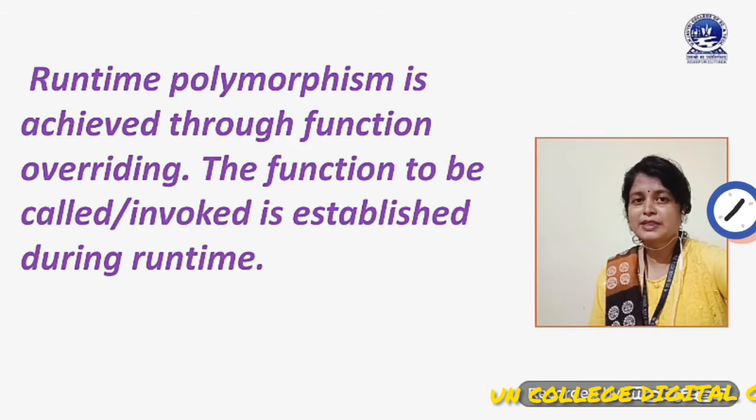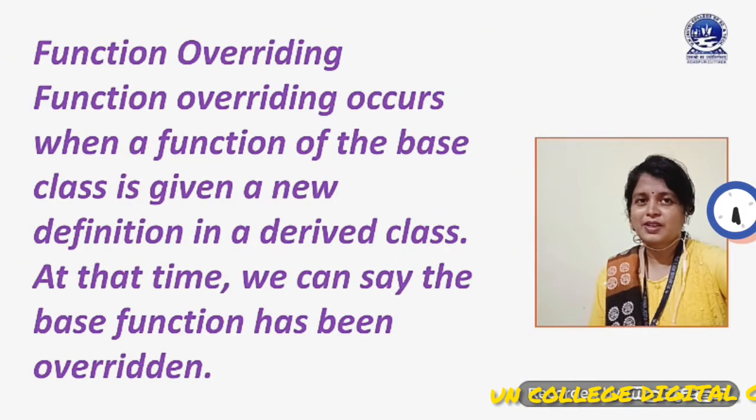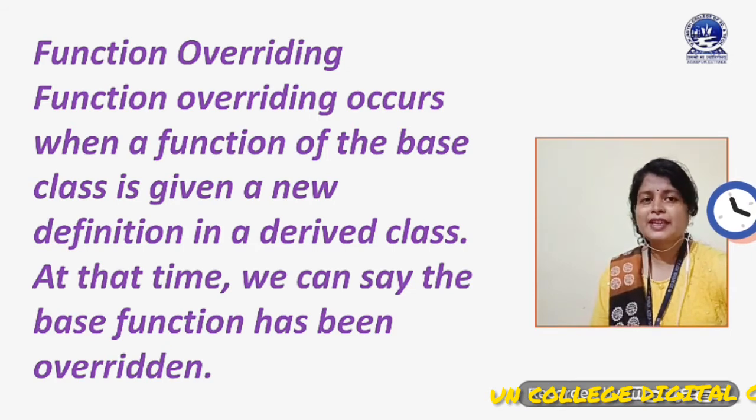Runtime polymorphism is achieved through function overriding, and another way is virtual function, which we will discuss later. The function to be called or invoked is established during runtime, and this is called function overriding. Function overriding occurs when a function of the base class is given a new definition in a derived class. At that time, we can say the base function has been overridden.